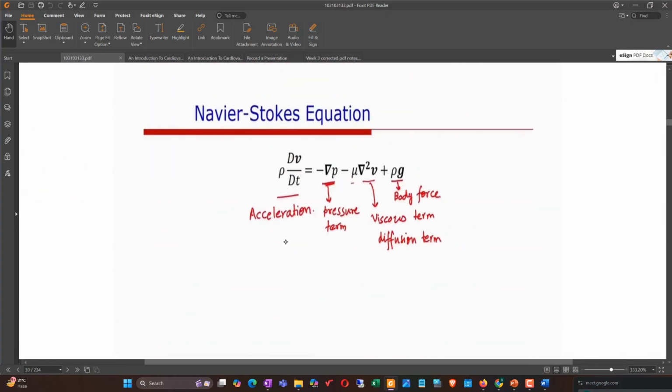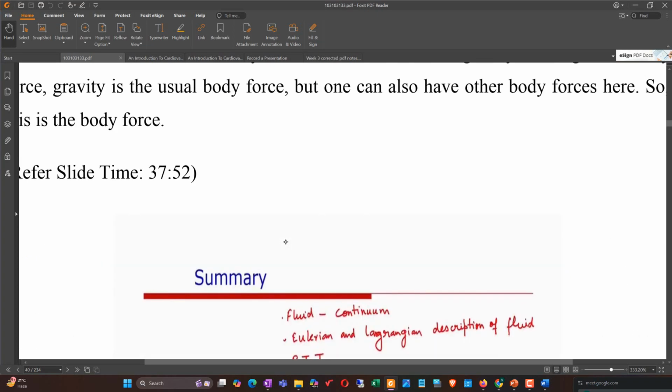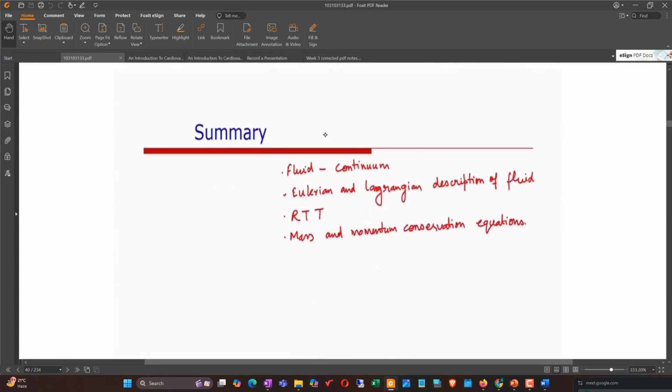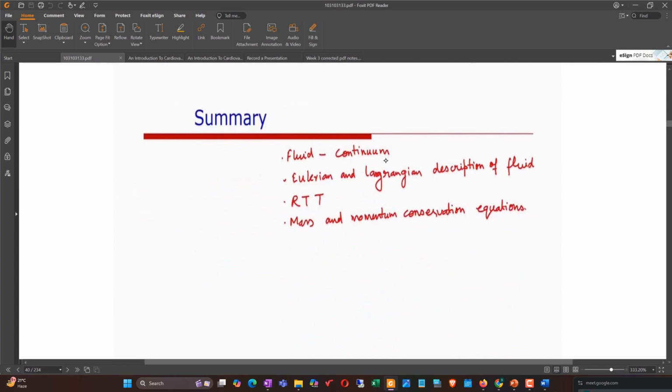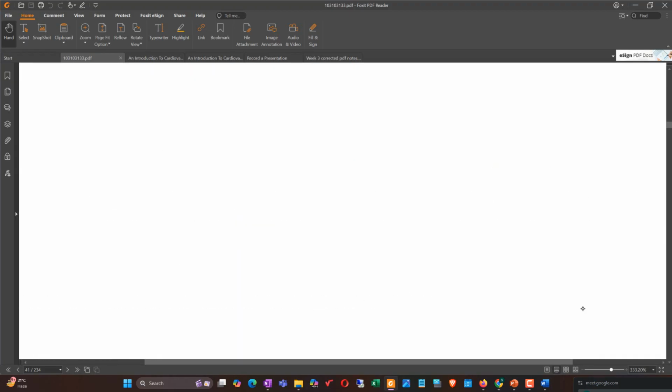Different terms of the Navier-Stokes. So let me just drop it down. So fluid continuum, Eulerian to Lagrangian description of the fluid, the Reynolds transport theorem, and the mass and the momentum equation have been explained.